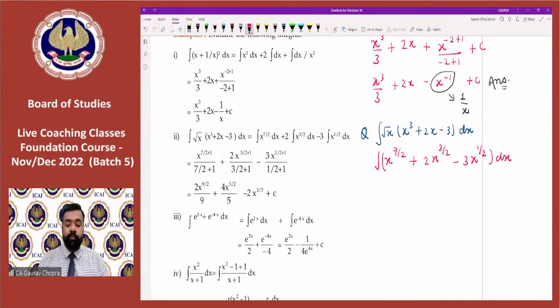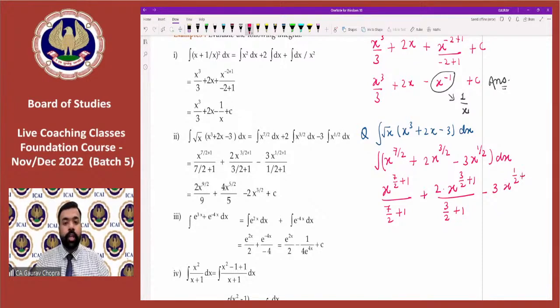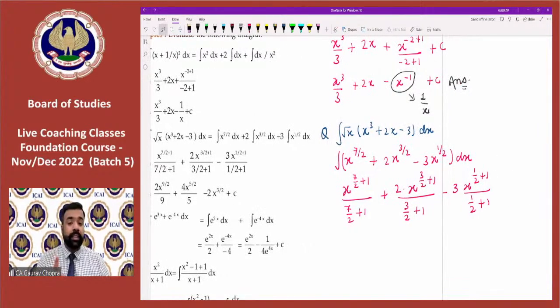Now we can integrate them one by one. So x to the power of 7/2 plus 1 upon 7/2 plus 1, plus 2 will remain as it is. x to the power of 3/2 plus 1 divided by 3/2 plus 1, minus 3 x to the power of half plus 1 divided by half plus 1. And at last, a common constant, that is c.